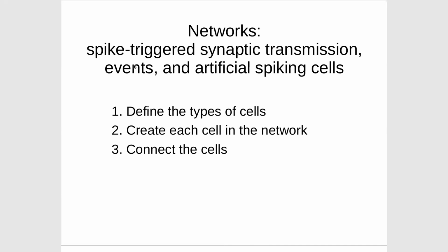The workflow for building network models is very straightforward. The first thing you want to do is define the types of cells, the cell classes that are going to be in the network. The second thing you do is create the instances. That is, of each cell class, how many do you get of this class, how many of that class, et cetera. And the third thing you do is connect the cells, okay? But we're going to just focus right now on what it is that makes network models even possible, okay?